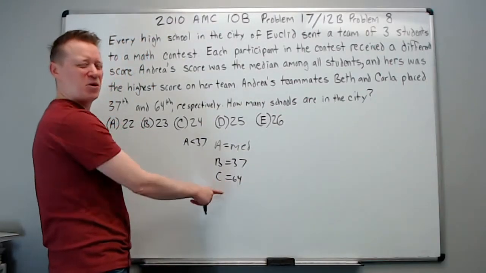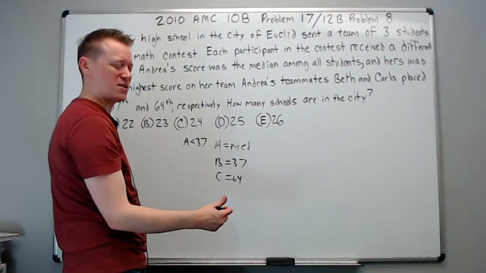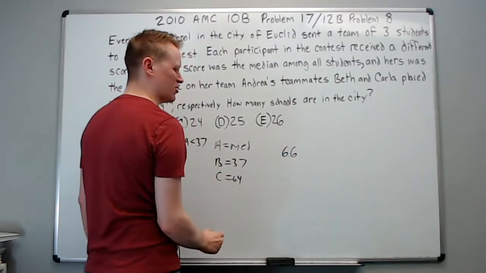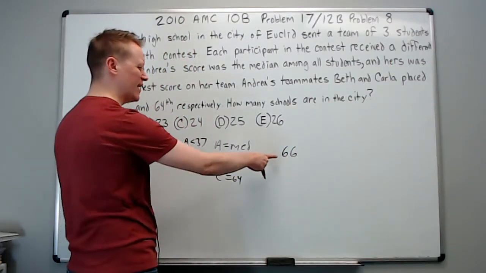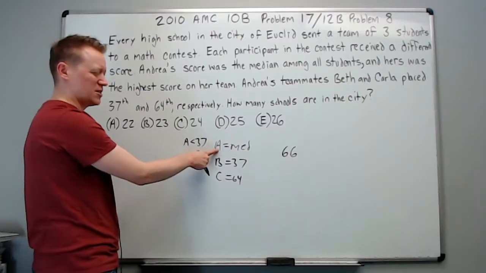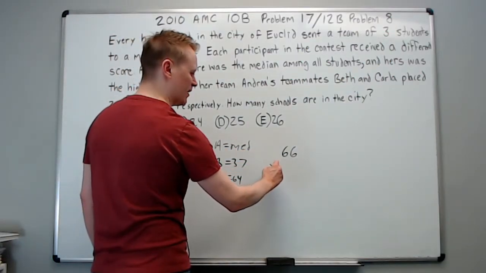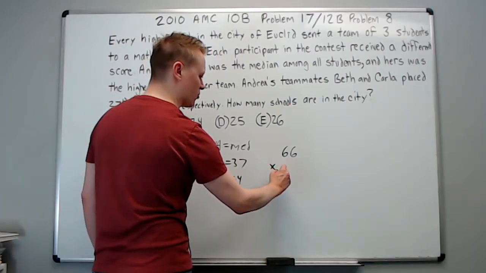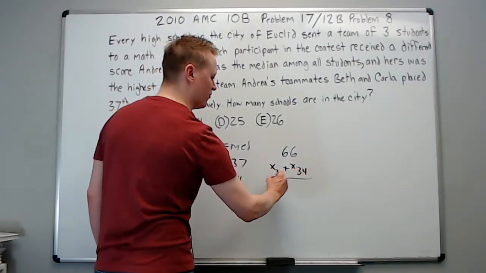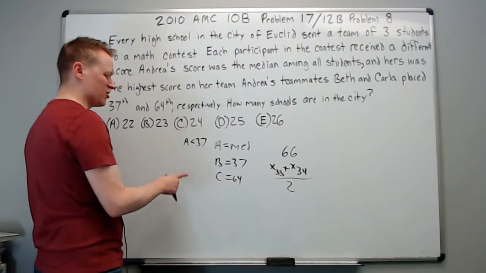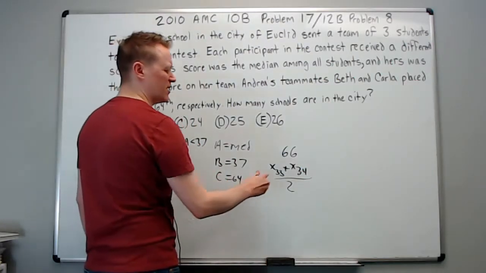It has to be a multiple of 3, the total number of students, right? So if there's 66 students, that's a multiple of 3. Is it possible for Andrea's score to be the median? No, because for 66 students, it would be student number 33 plus student number 34 over 2 that is the median. So that wouldn't work out. So then don't try that.